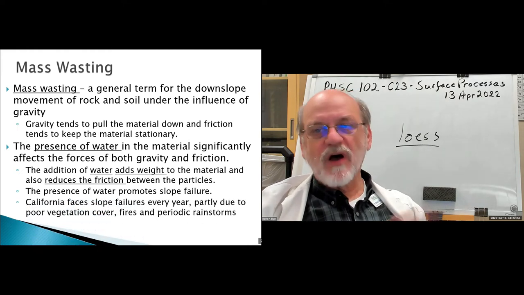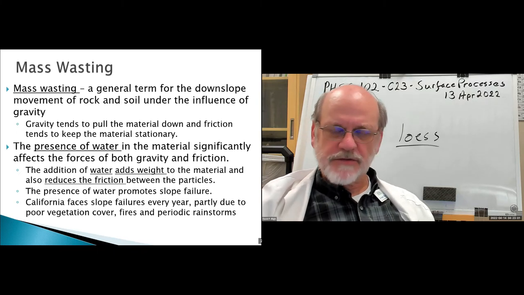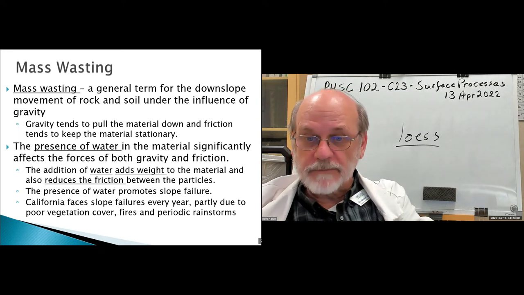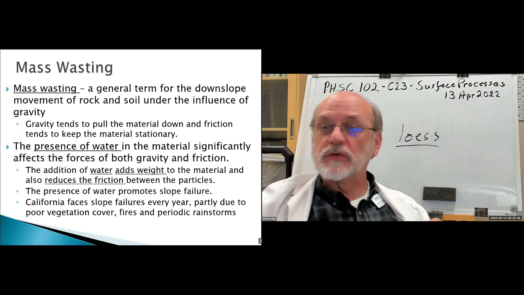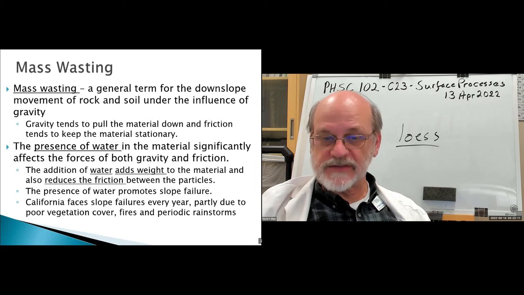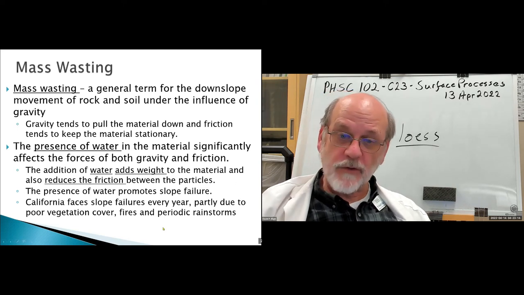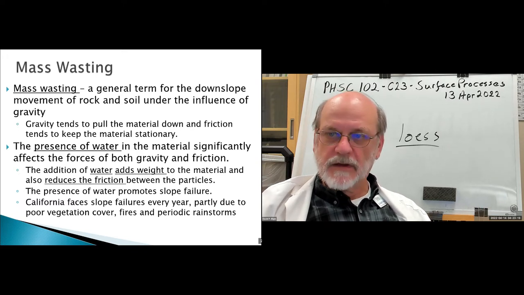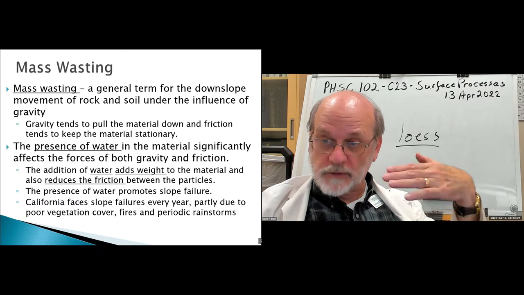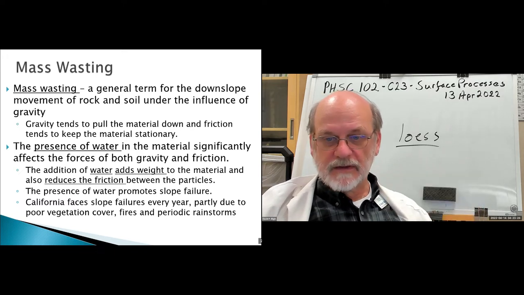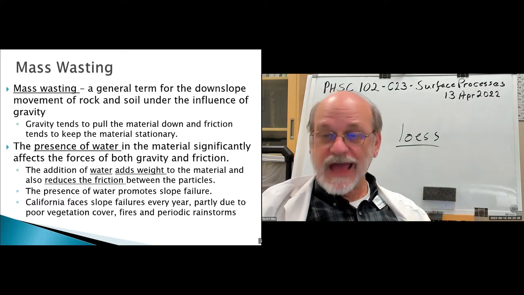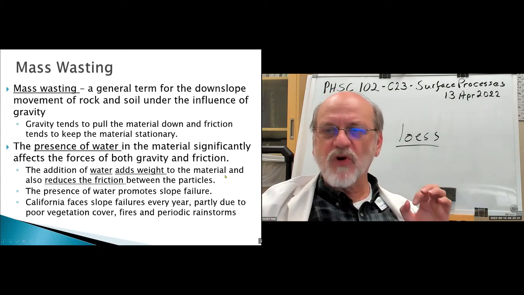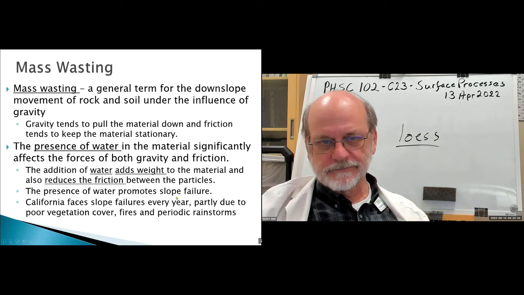California, this happens all the time. Apparently, the soils and the steep nature of the terrain in certain parts of California lend it to this type of mass wasting, and frequent fires of any kind, brush fires, forest fires, kill the vegetation that holds the soil in place. So there's nothing holding it there, it moves. And they get periodic rainstorms. So all the combinations make California a prime region for mass wasting.